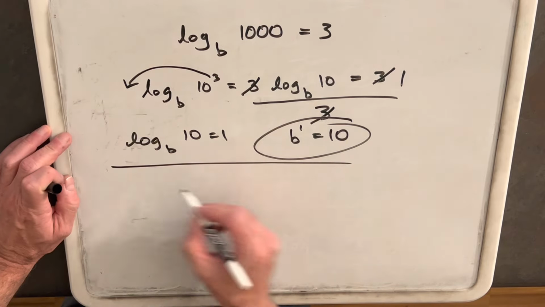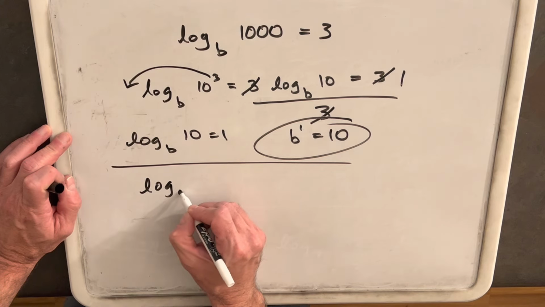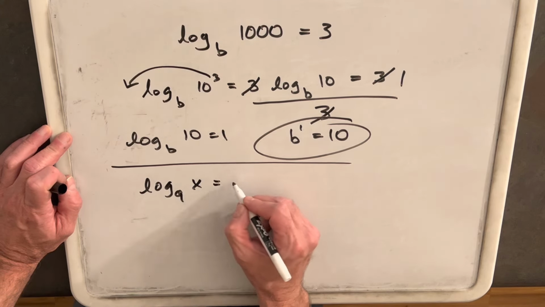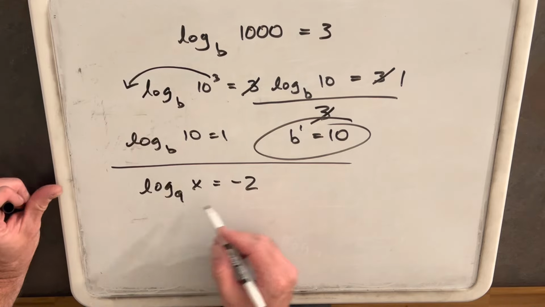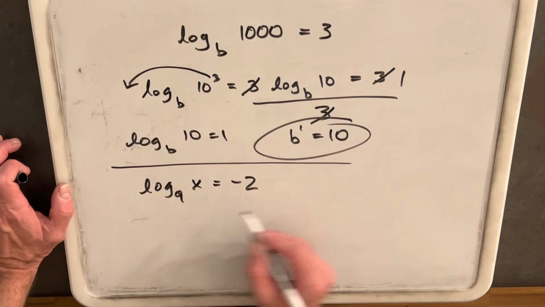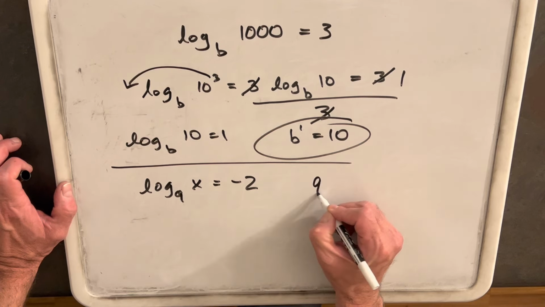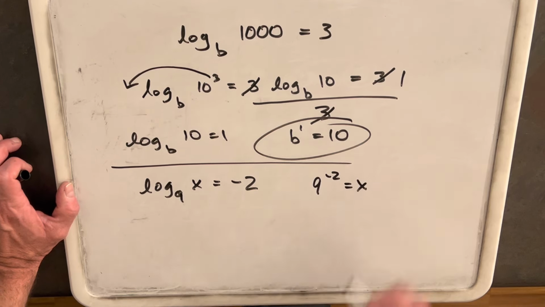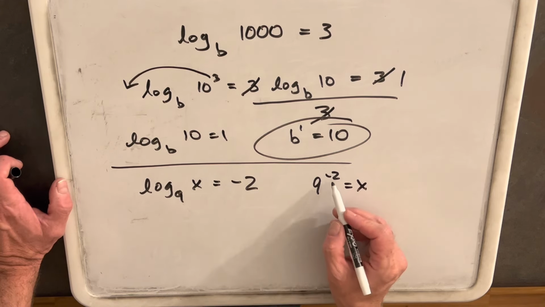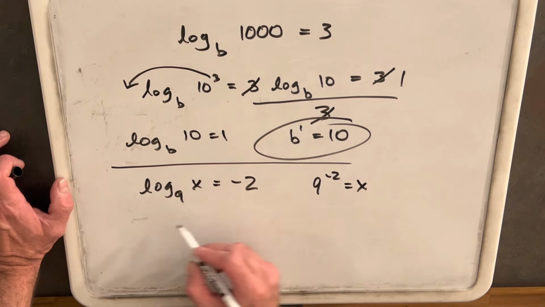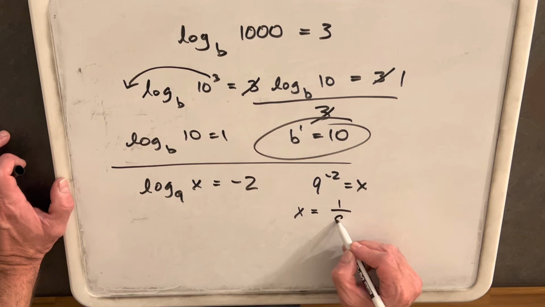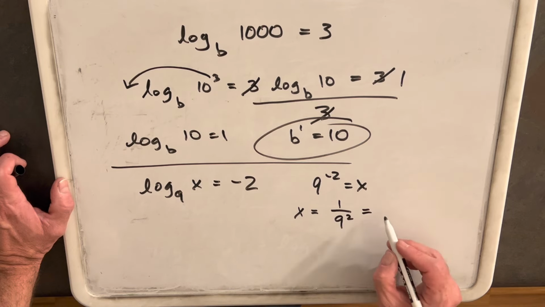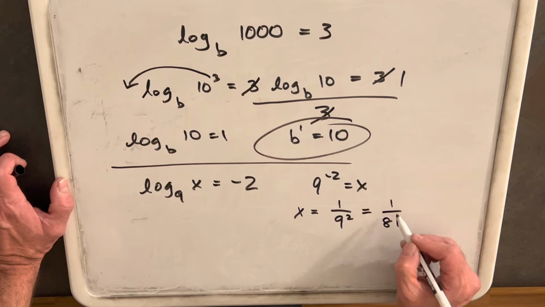Okay, next problem, we have log base 9 of x equals minus 2. I think again here the best way is to just use the definition of the log, which says that this means 9 to the negative 2 equals x, just rewriting it. Now a negative exponent just means that we can rewrite it in the denominator, so we can rewrite it as 1 over 9 squared. 9 squared is 81, so we end up with just 1 over 81.